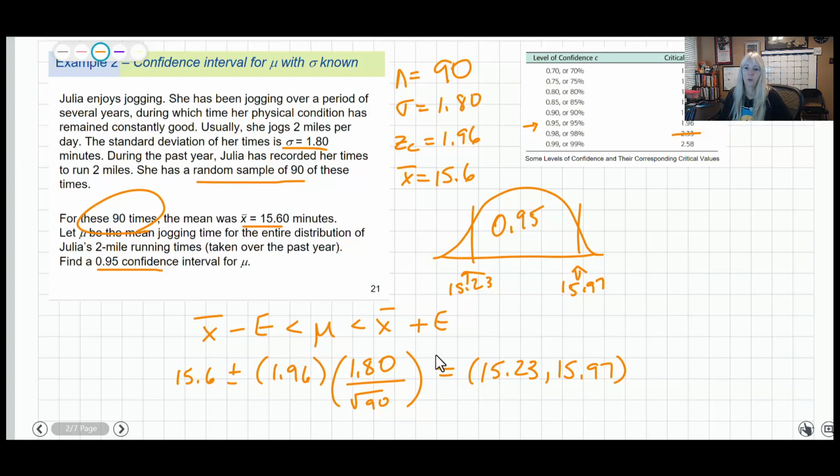And so again, you can't be 100%, but we can get some type of confidence of this person's mean jogging time, based on this information, with that margin of error.